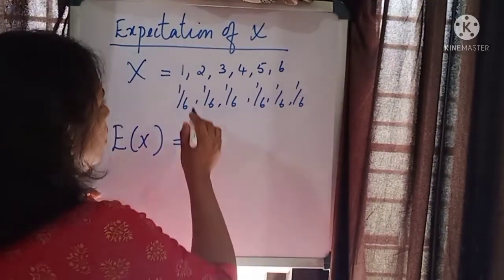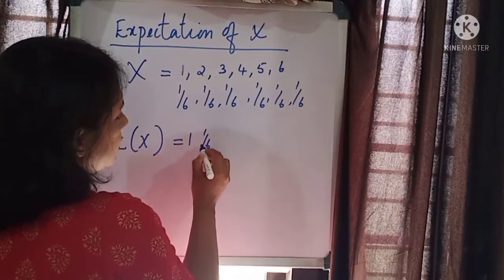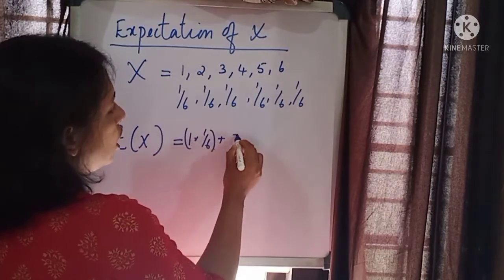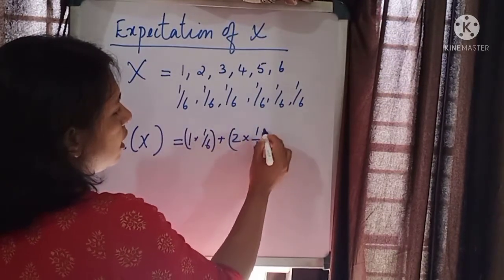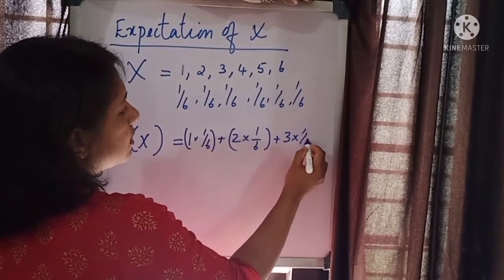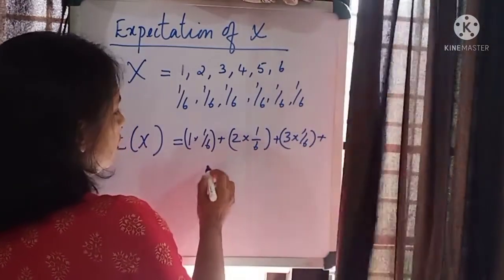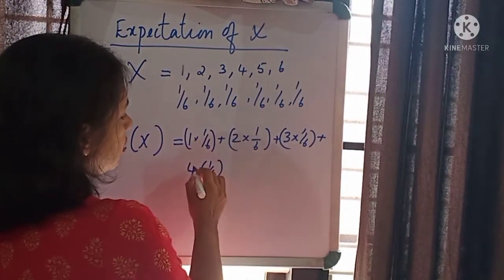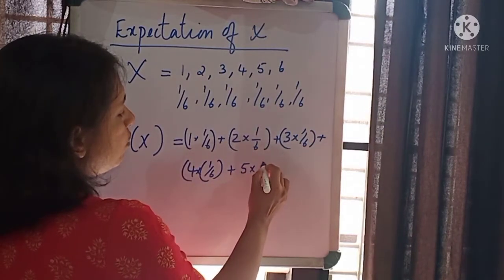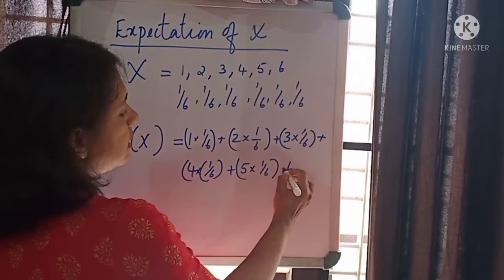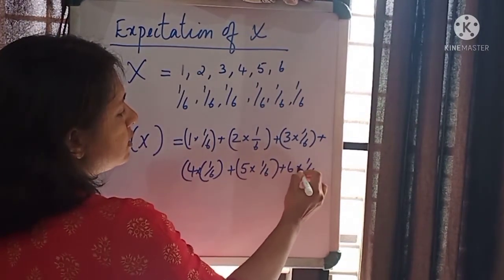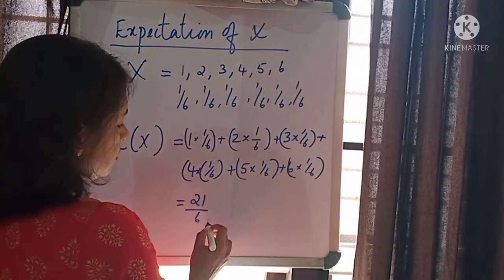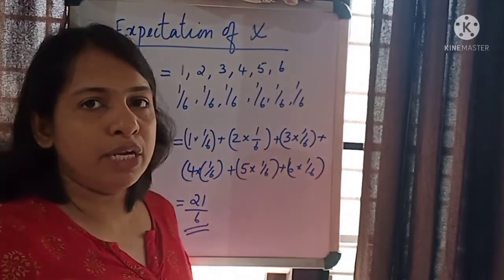The expected value of x is equal to 1 into 1 by 6 plus 2 into 1 by 6 plus 3 into 1 by 6 plus 4 into 1 by 6 plus 5 into 1 by 6 plus 6 into 1 by 6. So, the answer will be 21 by 6. That is the expected value of x.